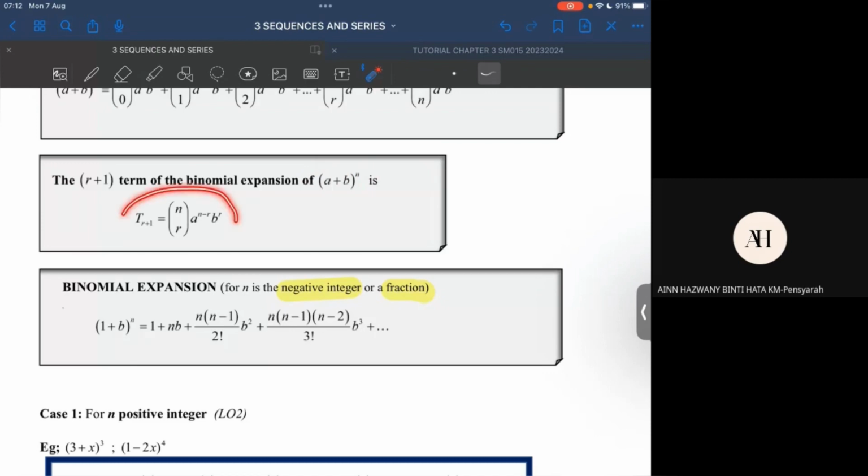Okay, ini penting untuk kita cari koefisien. Contoh dia kata dia minta koefisien yang ke-6. Okay, kita jangan buang masa expand satu-satu. Kita boleh terus cari T6 dekat sini. Okay, boleh terus cari T6. Okay, yang tu nanti kita tengok.